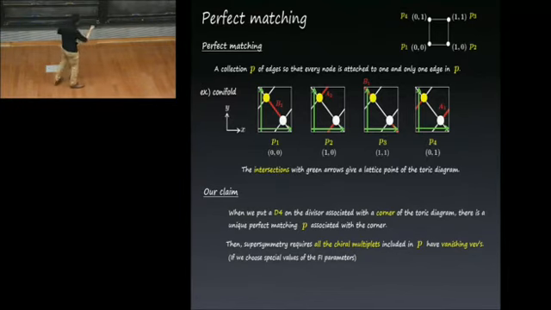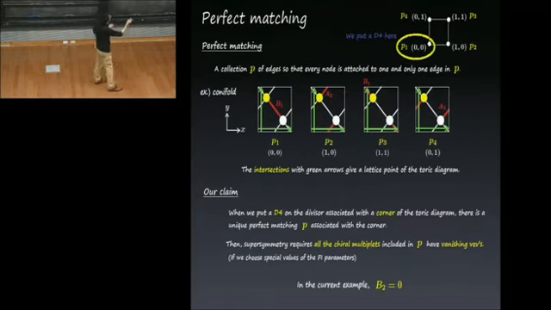Then supersymmetry, I mean F and D term constraints, requires that all the chiral multiplets included in the perfect matching have vanishing vevs. So in this case of the conifold, we put a D4 brane here, right? Then this divisor is associated with this perfect matching, and this perfect matching includes B2. So supersymmetry requires B2 equals 0 on supersymmetric vacua. So this is our claim.